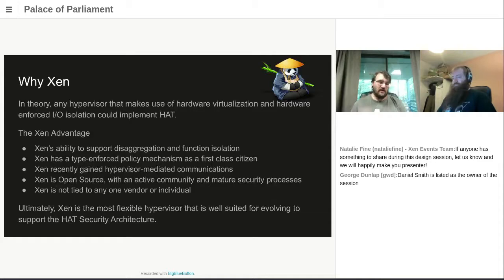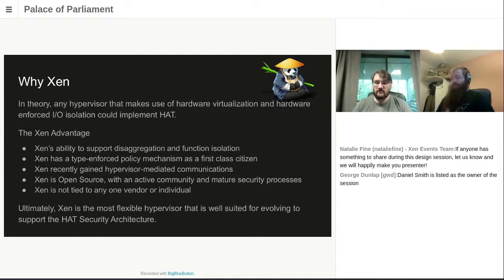So why Xen? Why does Xen relate to all this? The HAT architecture, as I said, was envisioned to be agnostic of virtualization and hardware I/O isolation. So as long as you had a platform that provided those, you could use any hypervisor to achieve the HAT architecture. The advantage to Xen in implementing this architecture is that Xen already has the ability to do true disaggregation and function isolation.